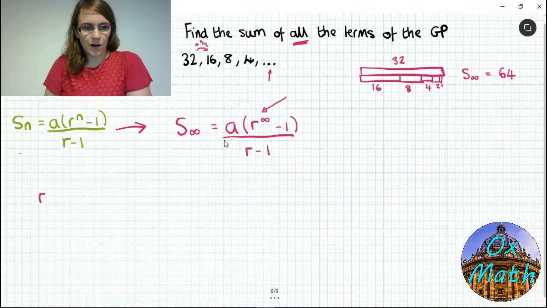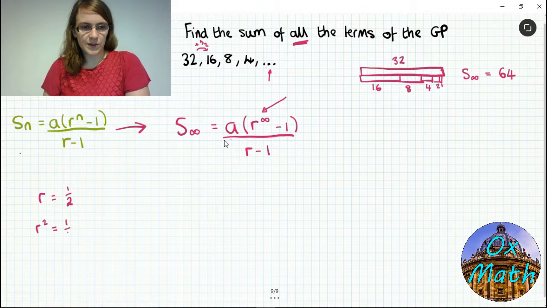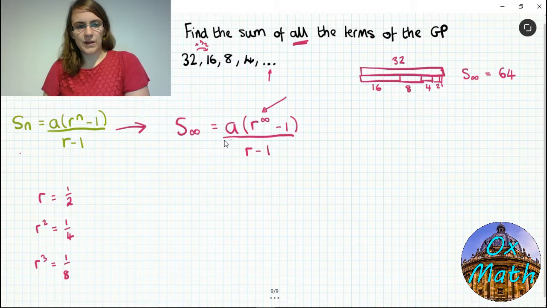So we've got r equals a half. Now what happens when you multiply a half by half? It gets smaller. R squared, a half of a half, is a quarter. R cubed would be half of a quarter, which is an eighth. R to the power 4 would be a 16th. So each term is getting smaller and smaller and smaller.